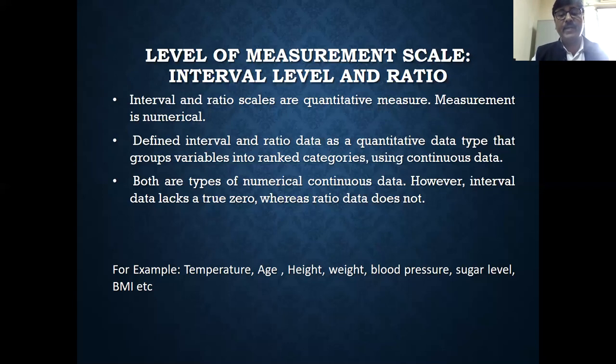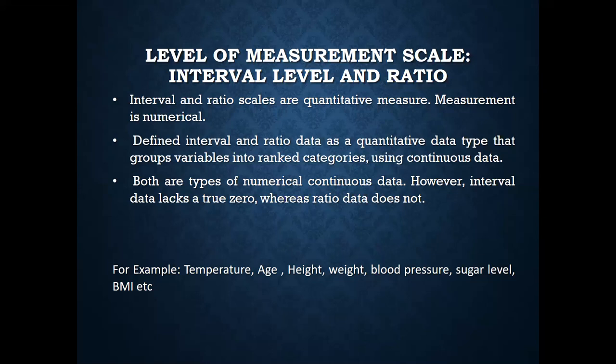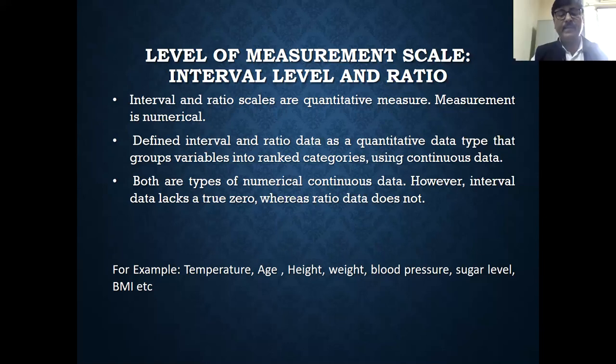If you differentiate interval scale and ratio scale, interval data lacks a true zero, whereas ratio data does not, because ratio data contains an absolute zero, and interval data contains an arbitrary zero. For example, temperature is an example of an interval scale, because we don't get an exact temperature. We say zero temperature, but actually there is no true zero temperature. There may be something nearest to zero, but we take it as zero. But age, we take as a zero age. These are examples of a ratio scale. But in statistics, both scales are considered continuous scales, and they give numerical data. So this is not an issue.